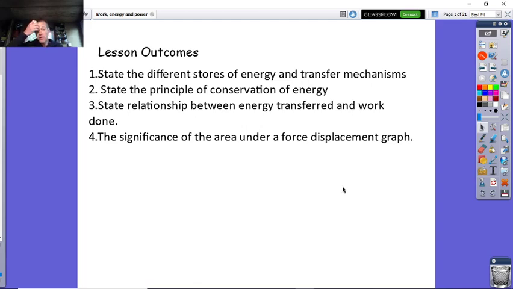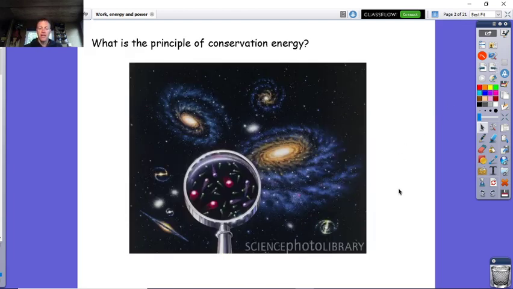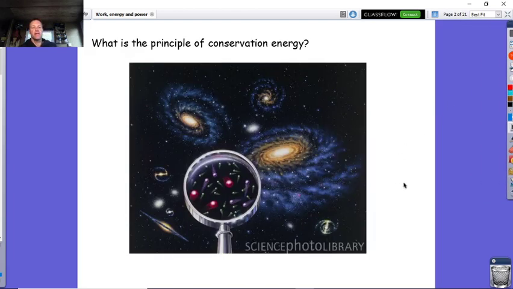In 10.1, you've got to state different stores of energy and transfer mechanisms, state the principle of conservation of energy, state the relationship between energy transferred and work done, and state the significance of the area under a force displacement graph. Now, the first part of this is: what is the principle of conservation of energy?